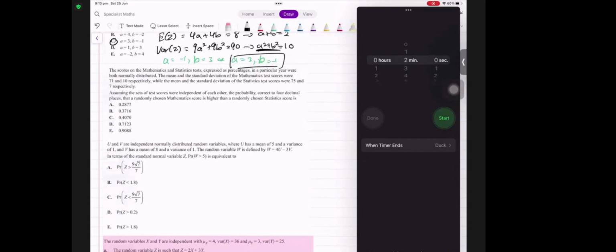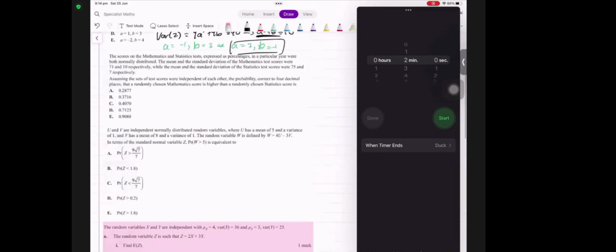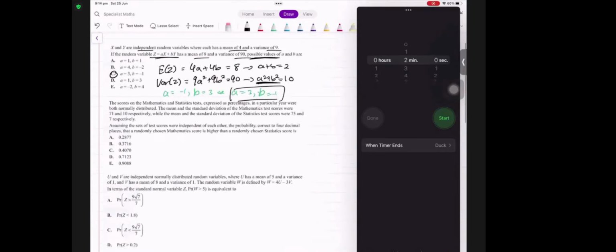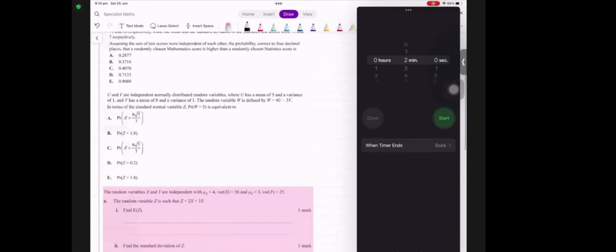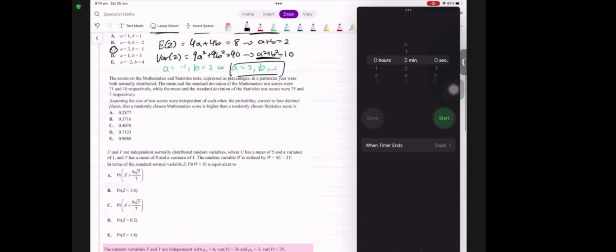Now here's a question. The next question is from 2018. All these white questions you see are from VCAA. You have a mathematics and a statistics test, expressed as percentages, and they're both normally distributed.